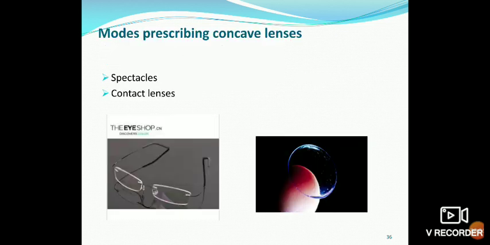Modes of prescribing concave lenses. There are various modes. As you know, the most common mode is spectacles. Another one is contact lenses. What are the advantages of spectacles? What are the disadvantages of spectacles? What are the advantages of contact lenses? What are the different types of contact lenses that you have to read? Contact lenses is another topic. We will see it later on. So these are the two main modes: prescribing a spectacle or contact lenses.